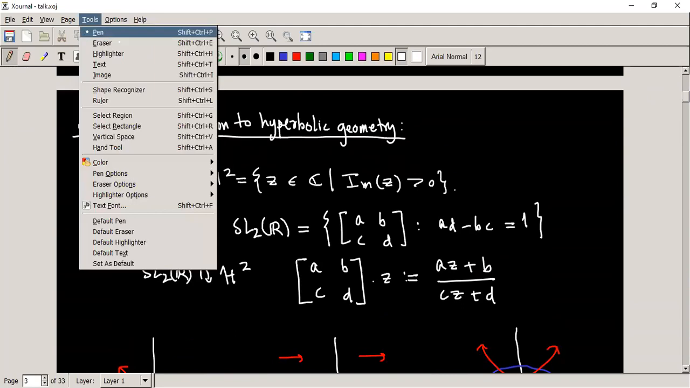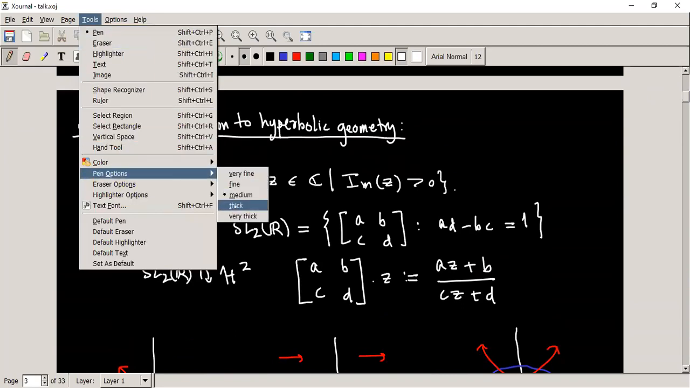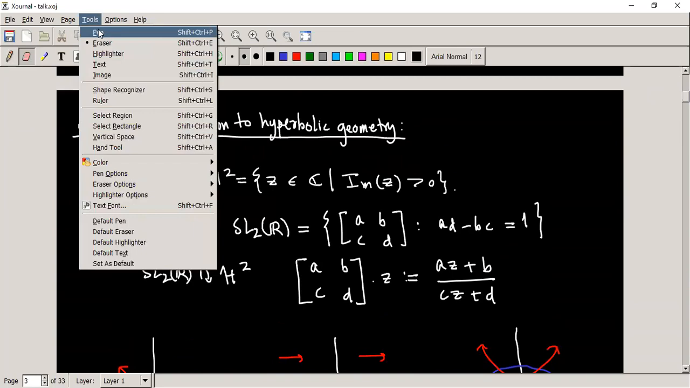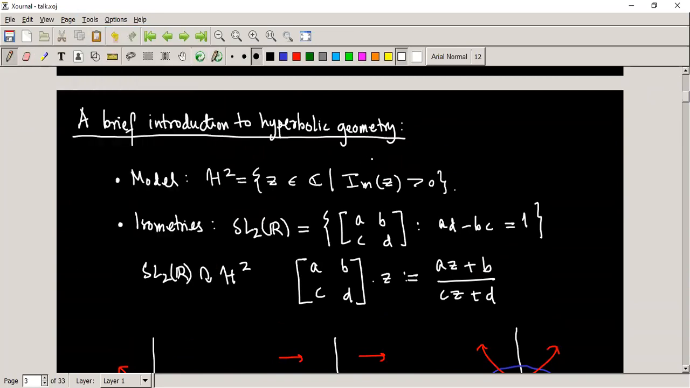Let me see if I can change my, yeah, excellent. Somehow I cannot use, okay, I can use it now, but that's weird. Okay. Strange, yeah.